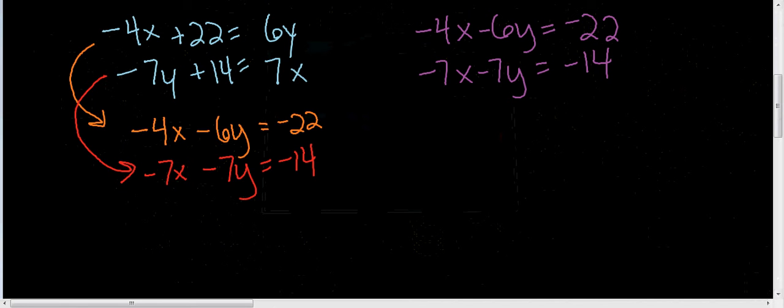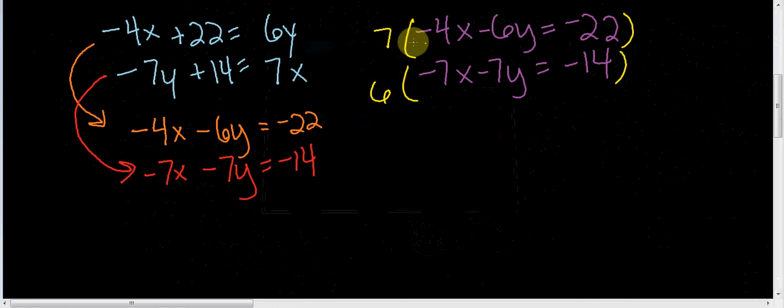And we have to decide what we want to get rid of. I think we got rid of the x's last time, so we're going to get rid of the y's here. I need to do some multiplying. Since I want to get rid of the y's, I take this 7 right here. I know it's negative, but I'm just going to make it positive for now. I take the 6 right there, just flip-flop, right? If I take 7 times negative 6y, that's going to give me negative 42y. If I take 6 times negative 7y, it's going to give me negative 42y.